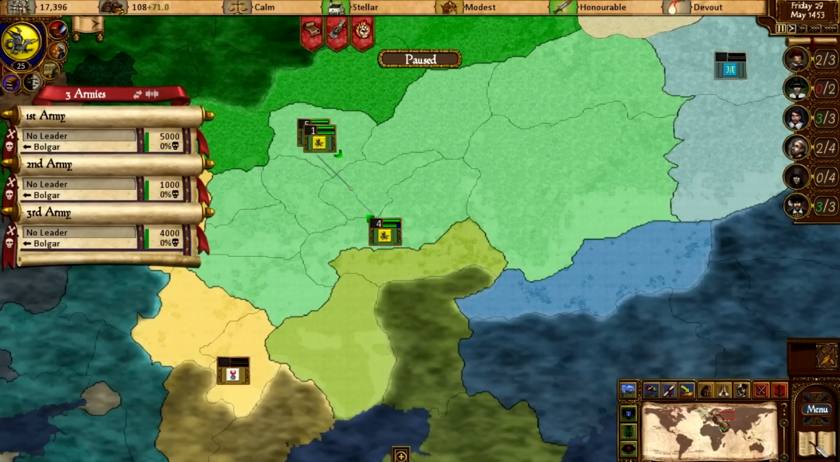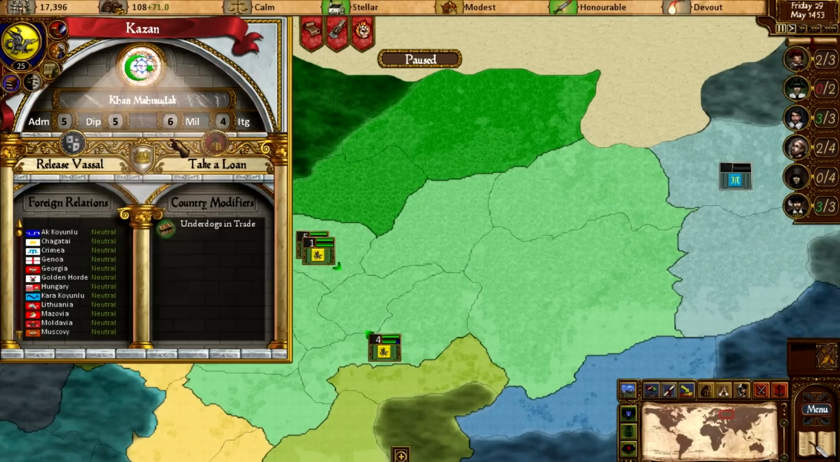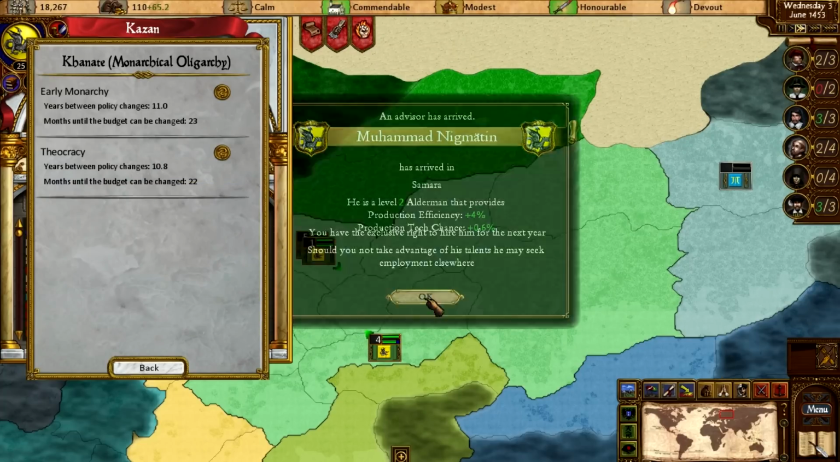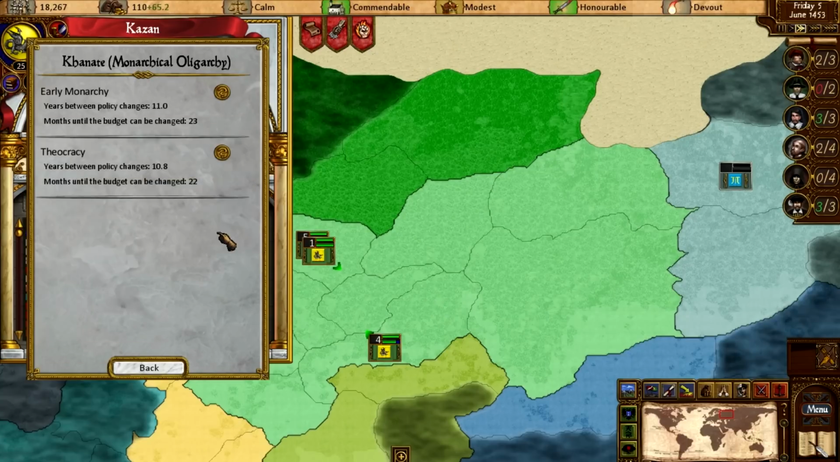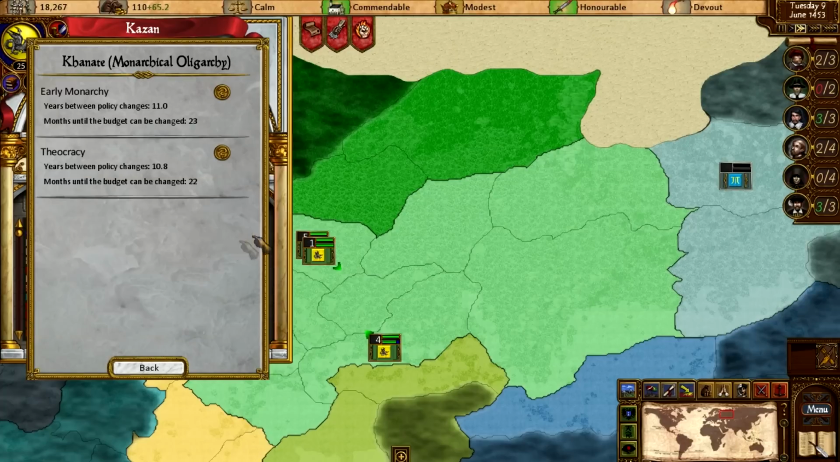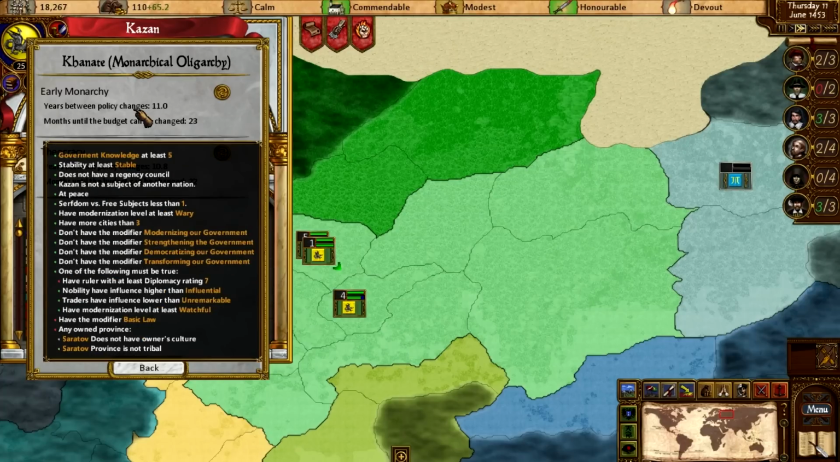Now, for this second video I wanted to show you the tribal systems and how you advance from one tribal system into a more advanced form of government. I ended up picking Kazan because Kazan starts with optimal conditions to advance to either an early monarchy or a theocracy. Now, both early monarchy and theocracy have as a requirement that the country needs to have a basic law.